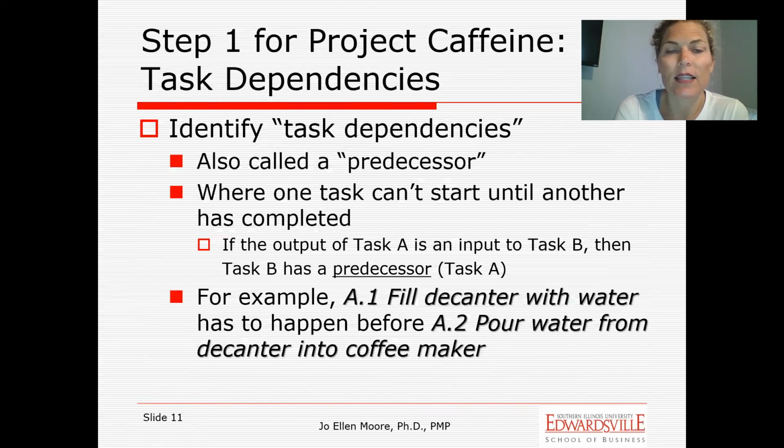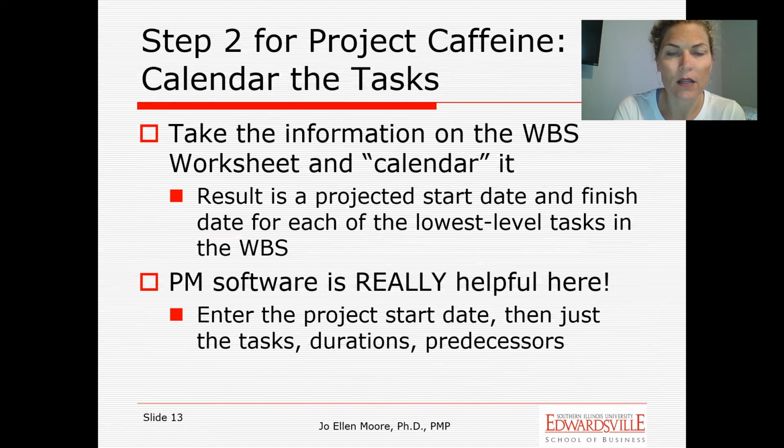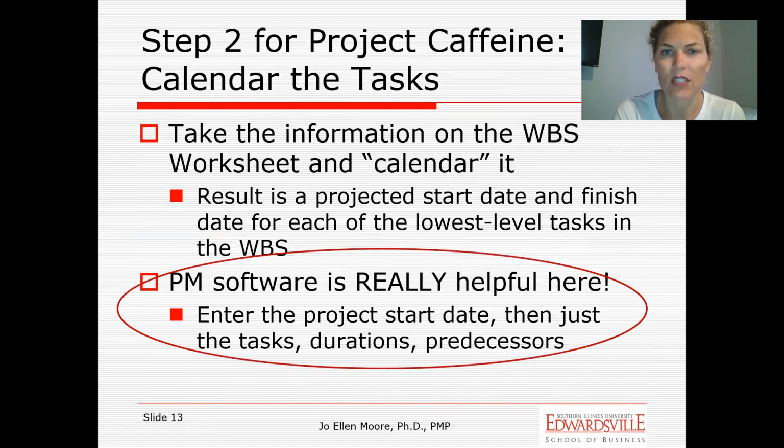So you can see at the bottom here that A1, which was identified as fill the decanter with water, has to happen before I can actually pour the water into the coffee maker. So again, pretty simplistic, but that's the idea here. All right, and so if we, I'm just going to advance through here because I want to show you the Smartsheet, just to give you an idea of what that looks like.